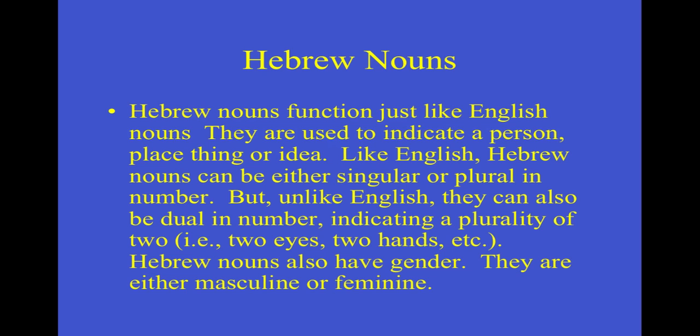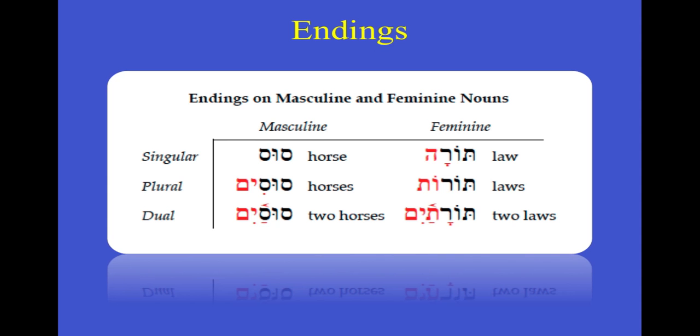Hebrew nouns also have gender, and they're either masculine or feminine. Now, one note about that is that masculine and feminine nouns don't necessarily relate to gender, but they relate to usually internal or external things.